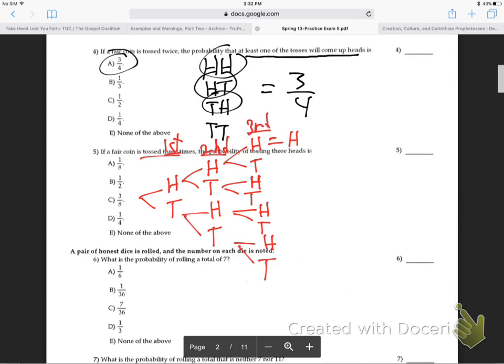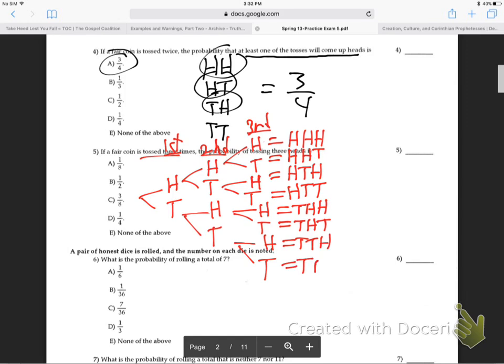So when you flip 3 times, you could get heads, heads, heads. You could get heads, heads, tail. You could get head, tail, head. You could get head, tail, tail. You could get tail, head, head. You get tail, head, tail. You could get tail, tail, head. You get tail, tail, tail. There's 8 different things that can happen when you flip a coin 3 times. It doubles every time, huh? 2 things, 4 things, 8 things. If you flipped it a 4th time, and we're not going to do that on the test, there'd be 16 different things that can happen.